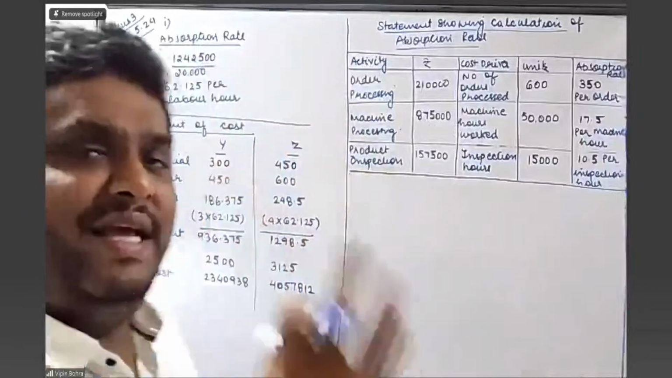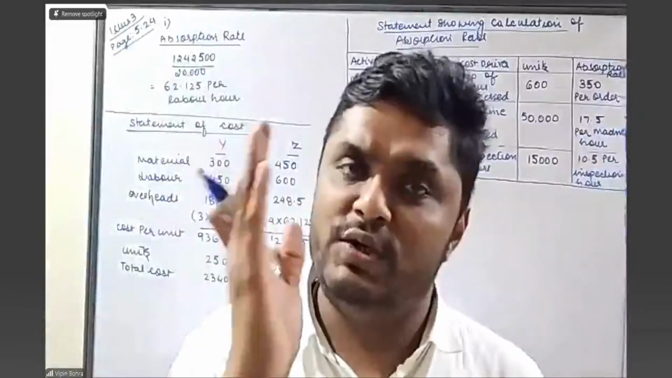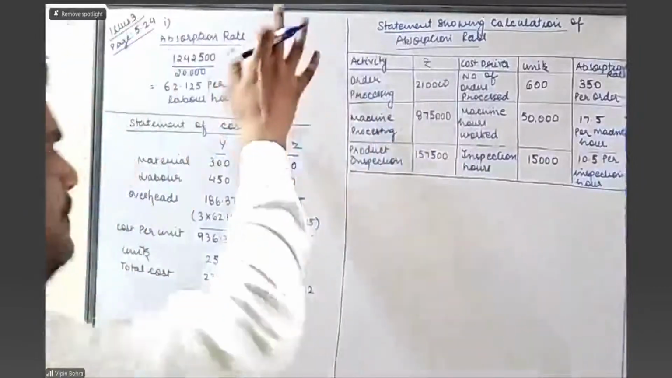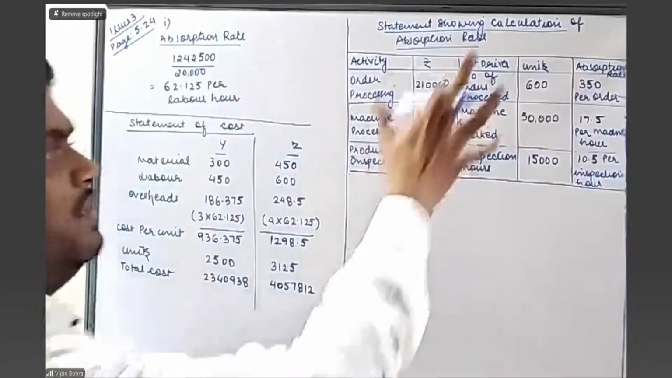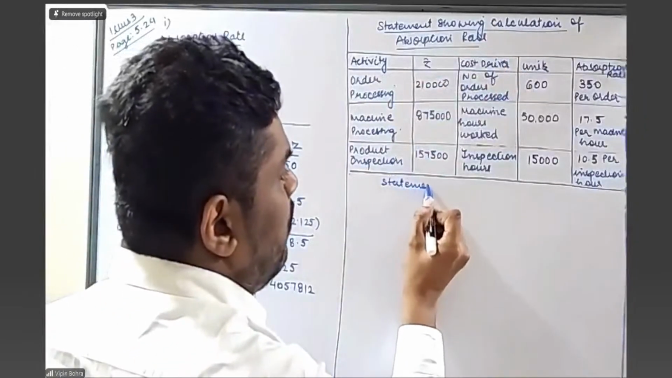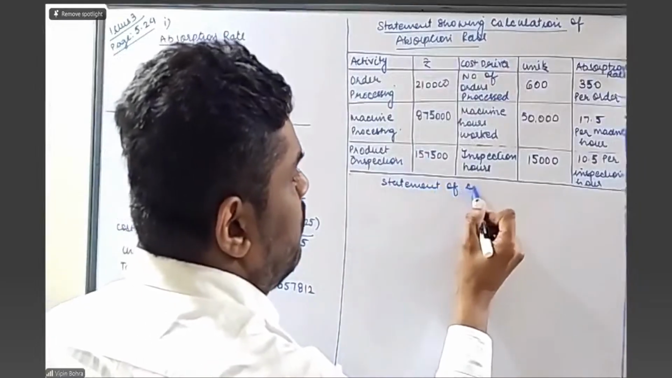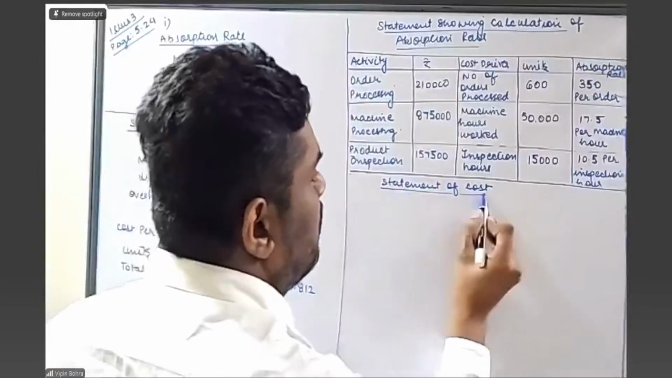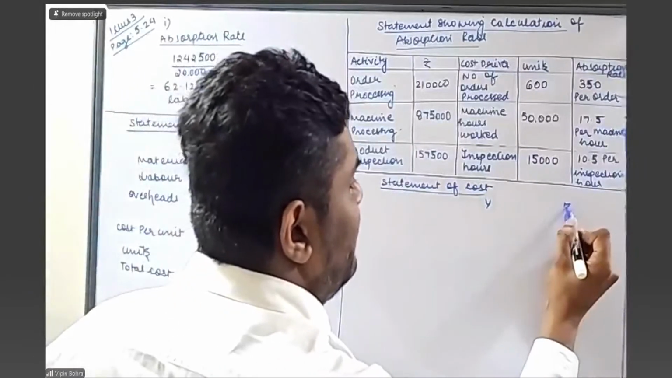So first part, as I discussed in the previous question also, the procedure will be the same. Absorption rate, statement of cost. Absorption rate, and now product Y and product Z.